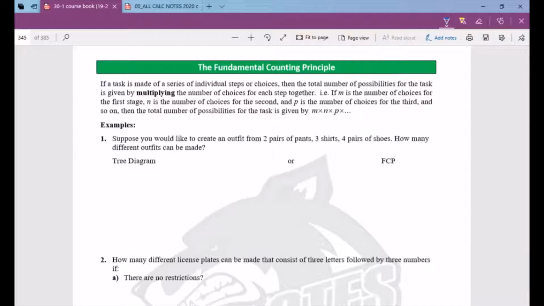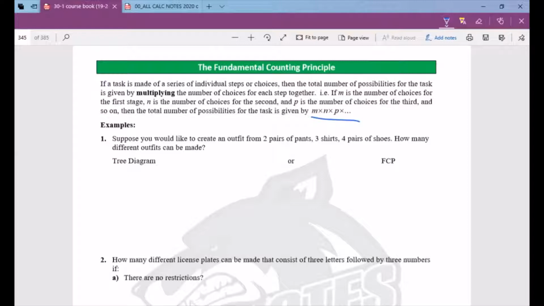So it tells us here, if a task is made up of a series of individual steps or choices, then the total number of possibilities for the task is given by multiplying the number of choices for each step together. If m is your number of choices for the first step, n for the second, p for the third, and so on, this is given by m times n times p times dot, dot, dot, because you can have as many steps as you really need in here.